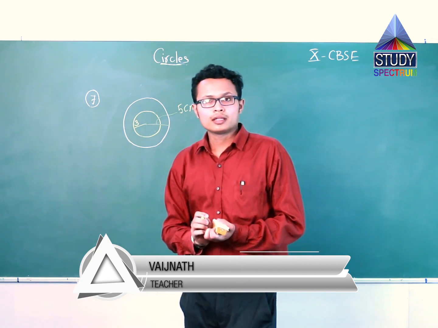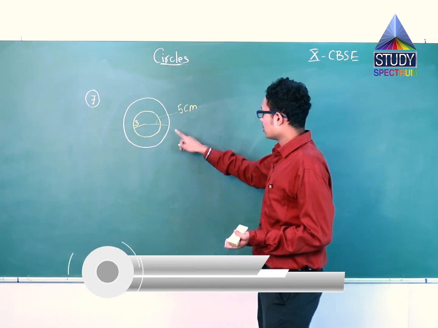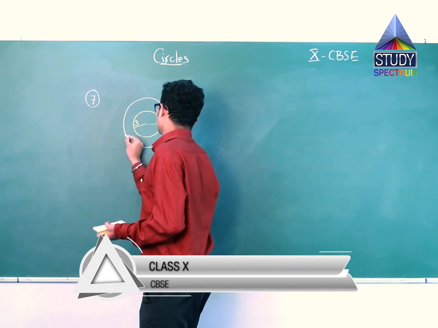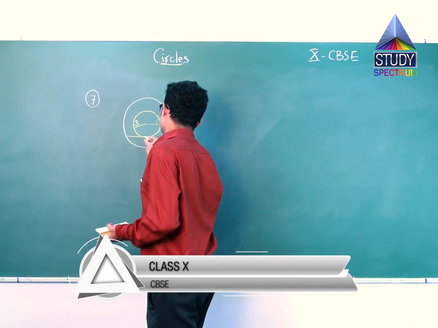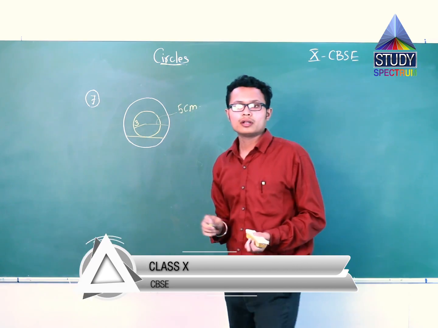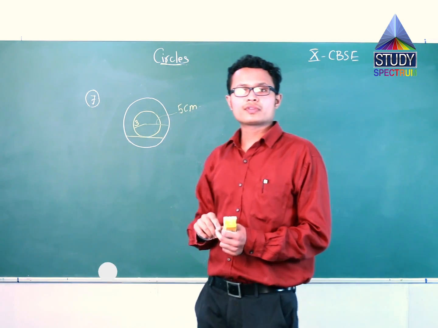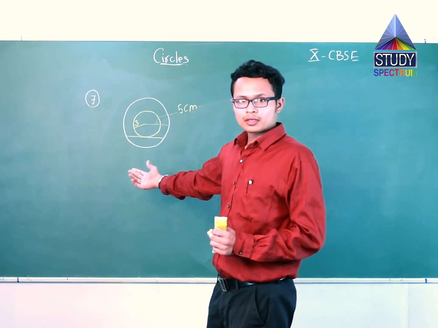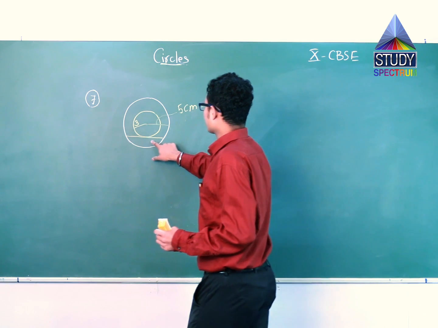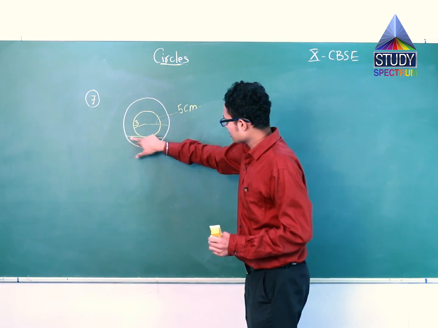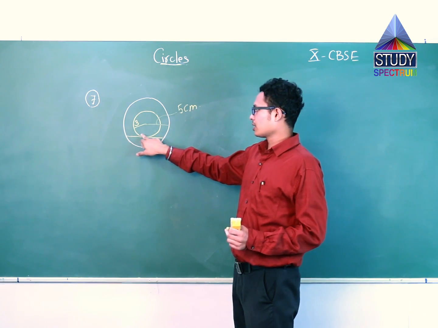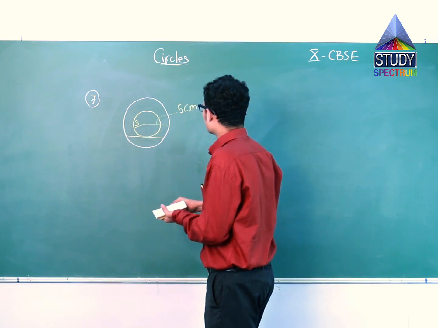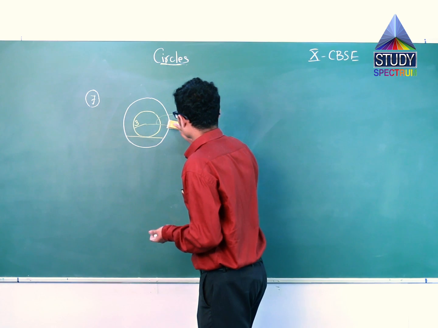Now it says the chord on the bigger circle touches the smaller circle. You have to find out the length of the chord that touches the smaller circle. This is the chord that is touching the smaller circle, and the chord is drawn on the bigger circle. So let's solve this question.